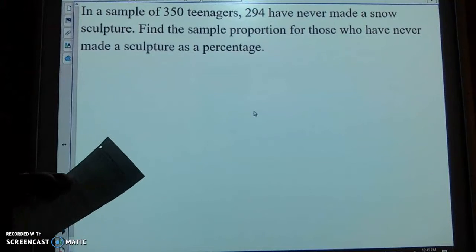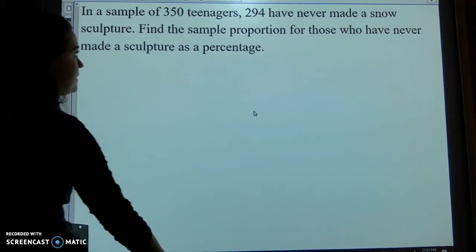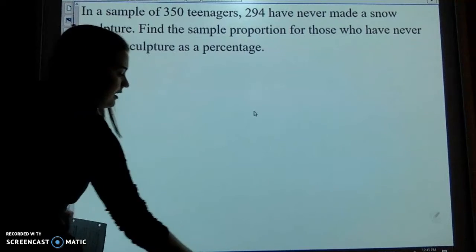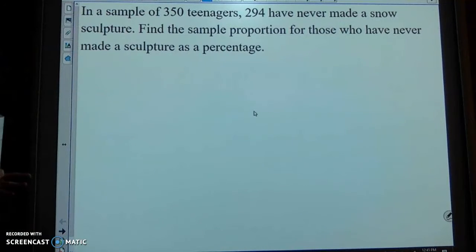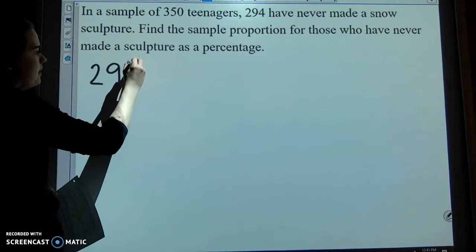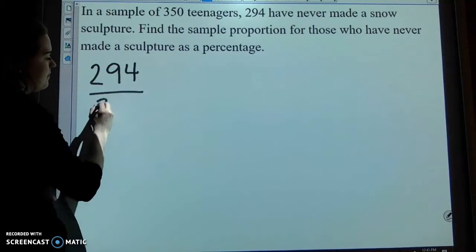So our first thing is, in a sample of 350 teenagers, 294 have never made a snow sculpture. Find the sample proportion for those who have never made a sculpture as a percentage. This really is as simple as it reads. You just go 294 divided by 350.